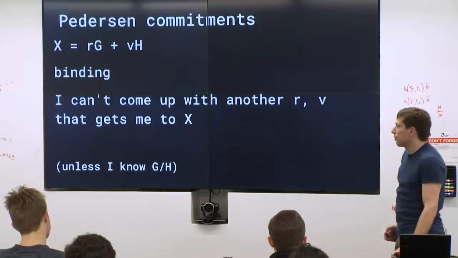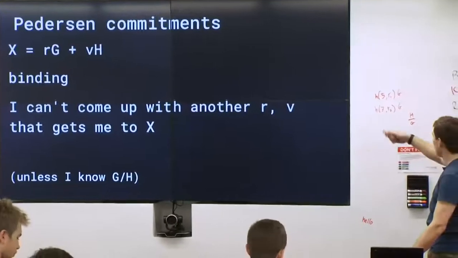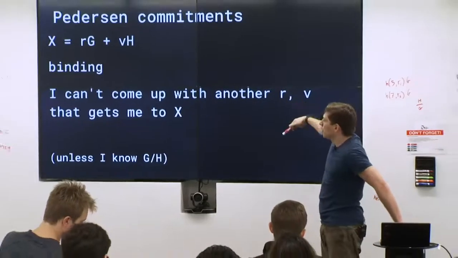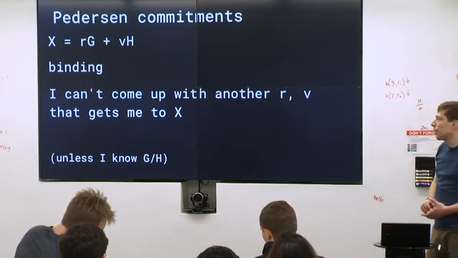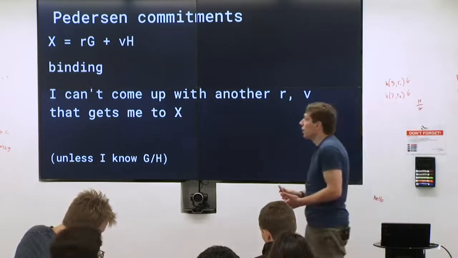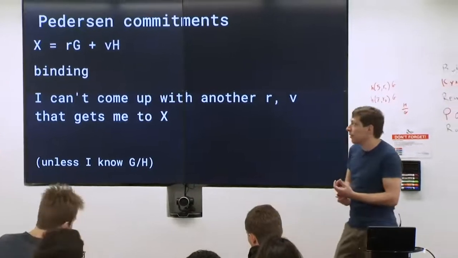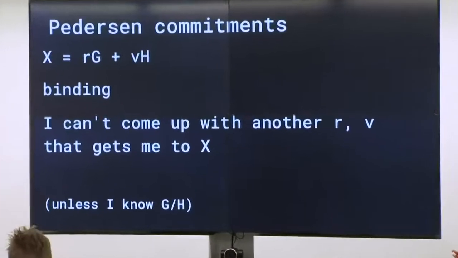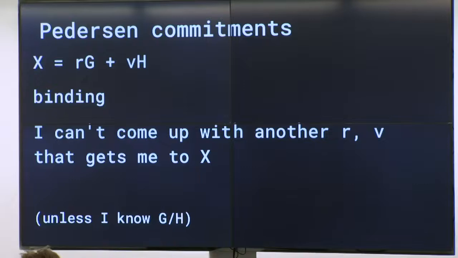So this is binding, unless I know the ratio, right? Unless I know h over g or g over h, whatever, same thing, or kind of. I can't come up with another r and v pair that gets me back to x. There are probably bazillions of them, and if I could find a different r, I could then reveal that v was 8 instead of 7. But I can't find that r because I need to know some way to get between g and h, like some factor n where n times g equals h. If I don't know that, I can't do this.